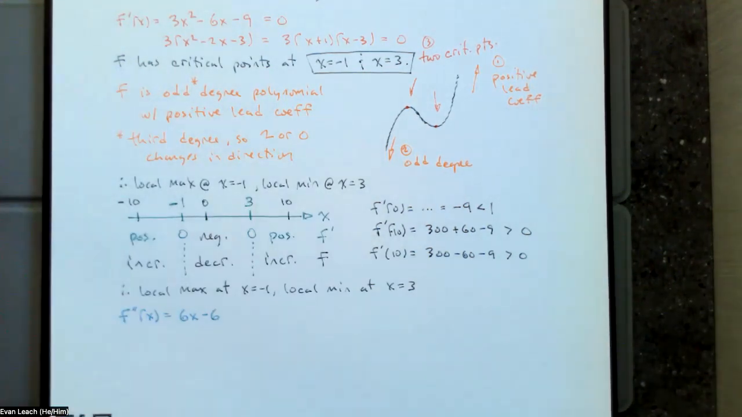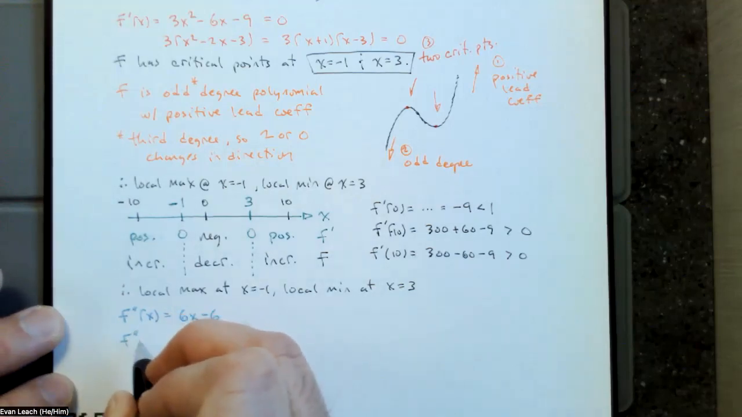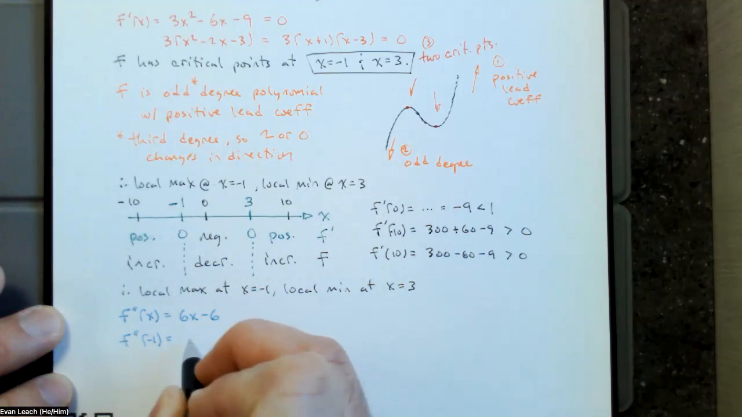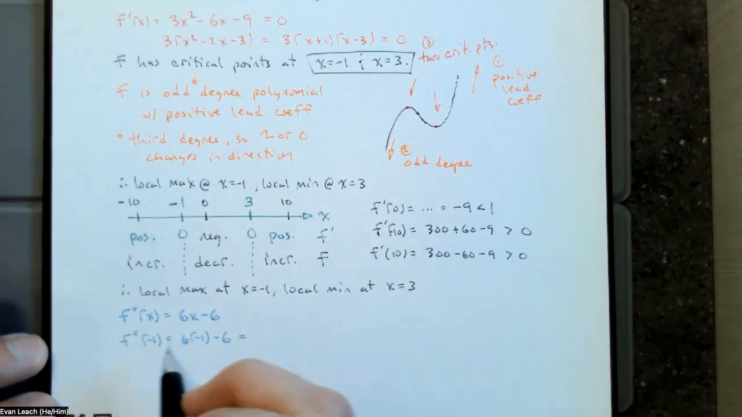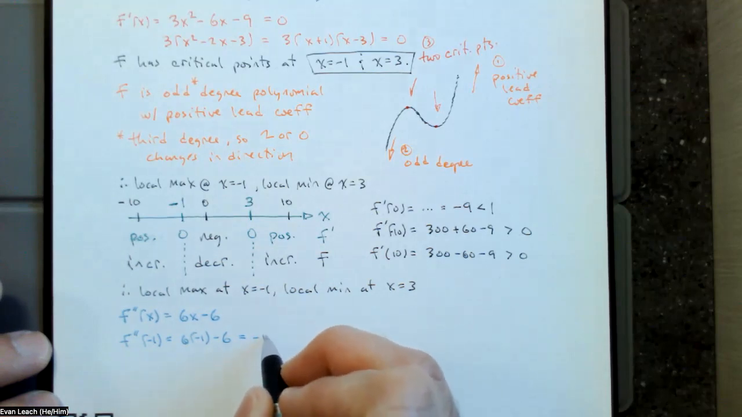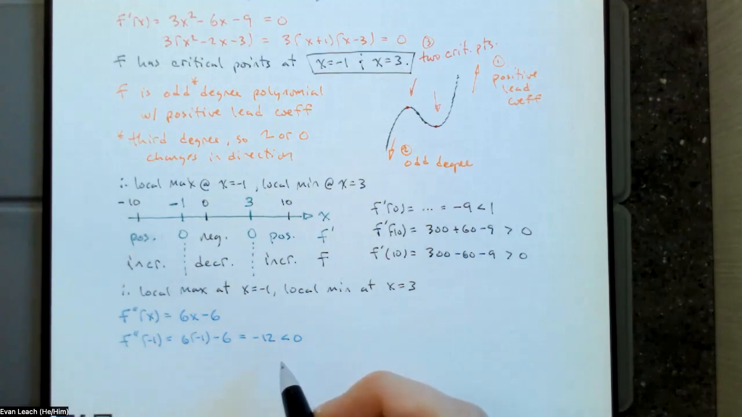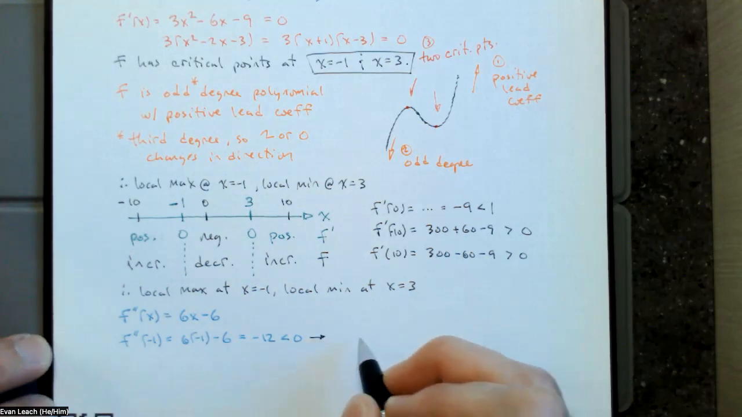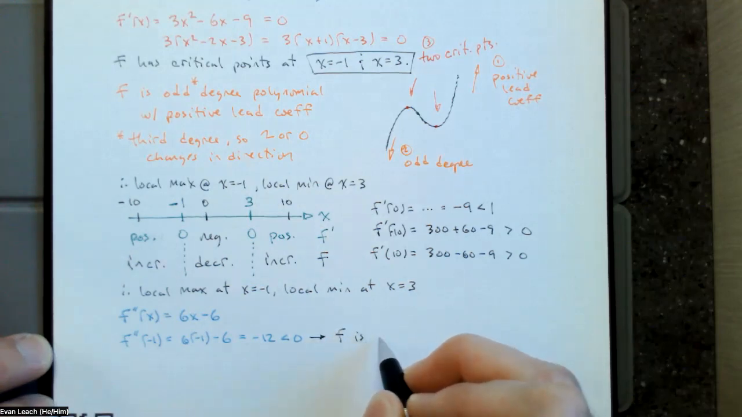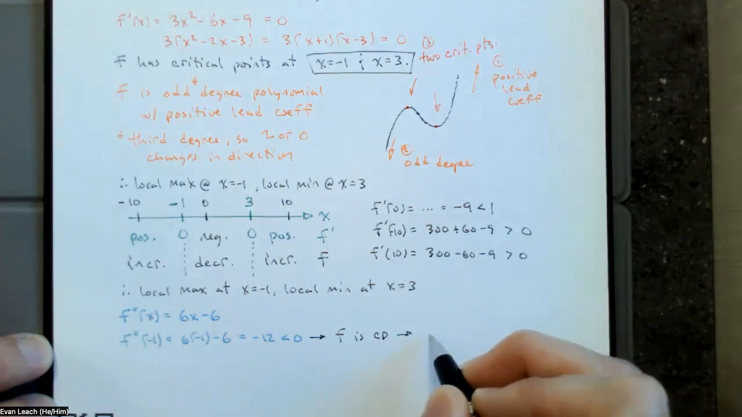So I'm going to do f double prime of -1. -6 minus 6 is -12, and that is less than 0. So when the second derivative is negative, that means the function is concave down. And that means we have a local max.